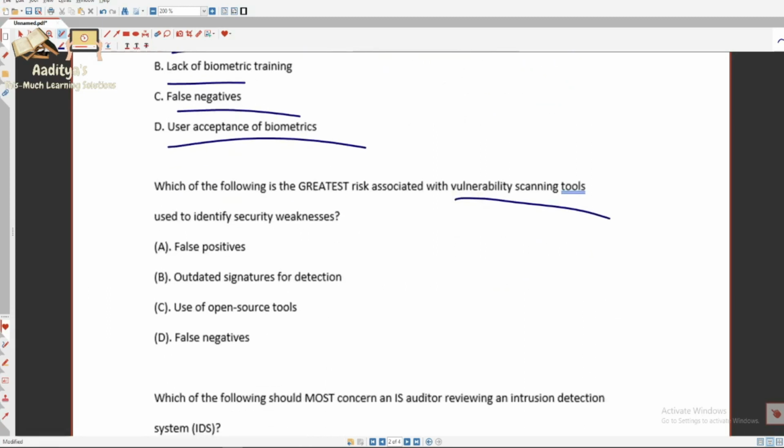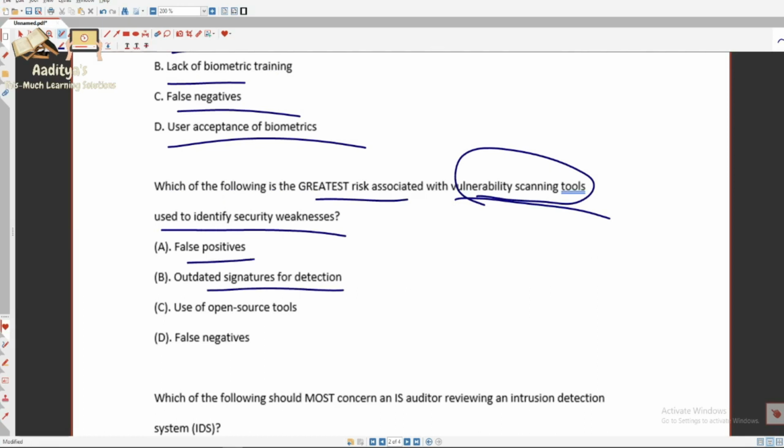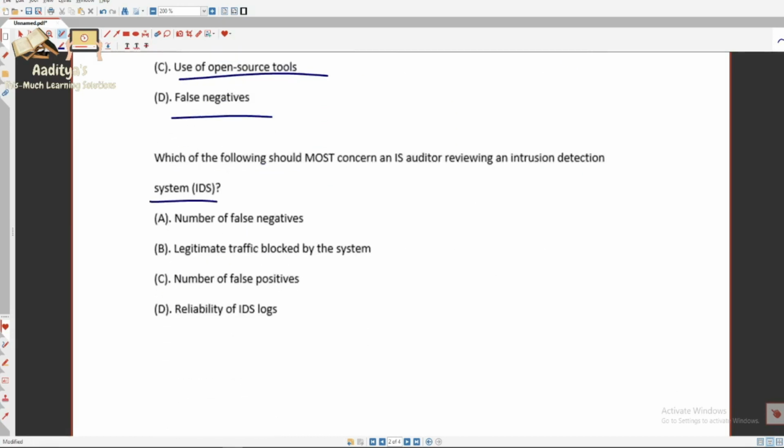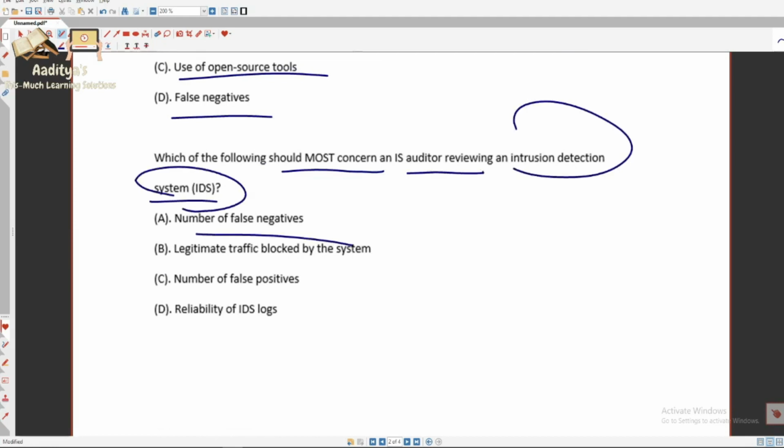Next question is, which of the following is the greatest risk associated with vulnerability scanning tools used to identify security weaknesses? False positive, outdated signatures for detection, use of open source tools. False negative. The third question is, which of the following should most concern an IS auditor reviewing an intrusion detection system, IDS? Number of false negatives, legitimate traffic blocked by the system. Number of false positives, reliability of IDS logs.